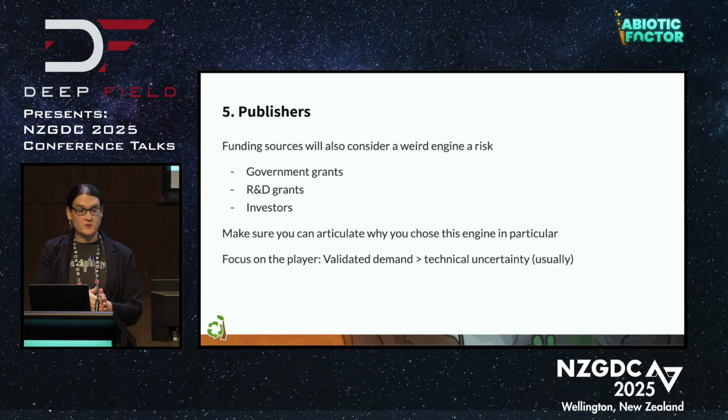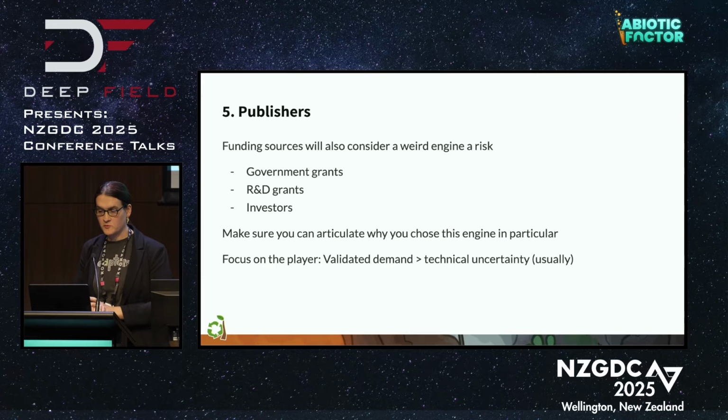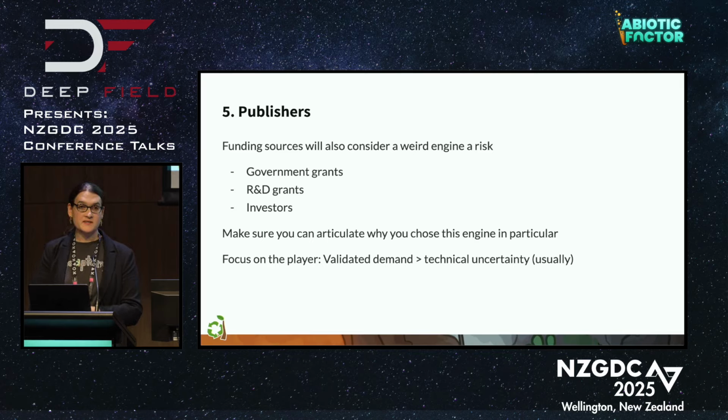Along with publishers, there will be different funding sources you might need to work with, or you might like to work with. Government grants, research and development grants, working with investors. Make sure that you can articulate clearly why you chose this specific engine for your specific game. Say why it was the right choice and why it was the right engine, again, focusing on the player. Make sure it is easier to show that you have a game or a genre or an idea that has validated demand. Players want to play this game on PC. This is usually more powerful than any uncertainty or risk with the technical side of things.